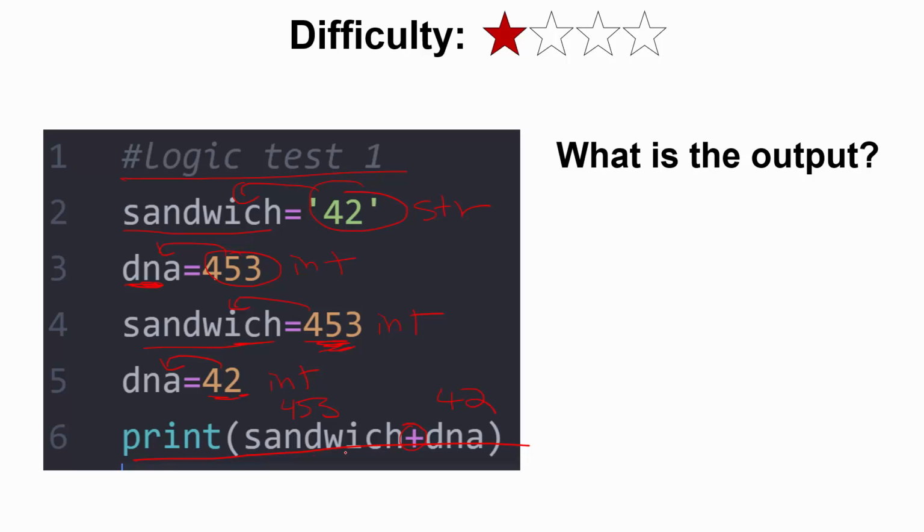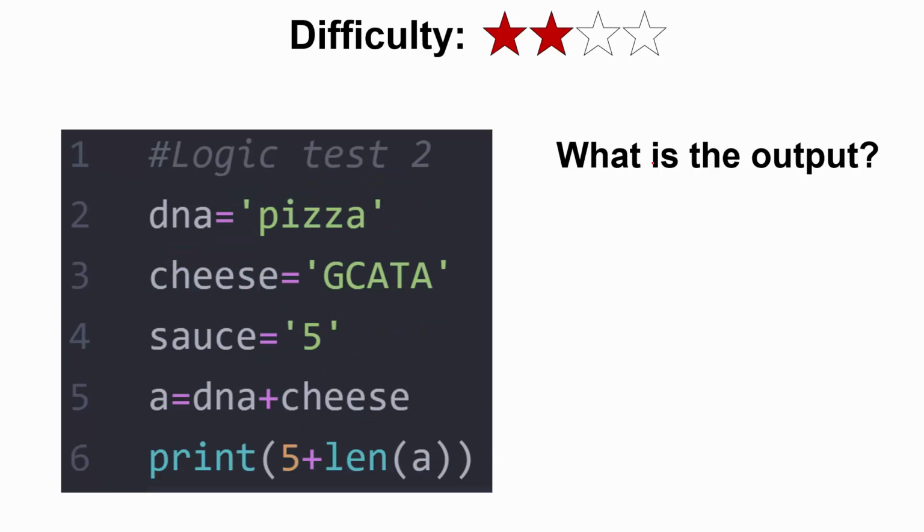And so when you add two integers together, you just get 495. And that's how we arrive at the final solution when it gets printed out on the terminal. So this will be an integer. Okay, I hope that makes sense. Alright, let's move on to the next one.